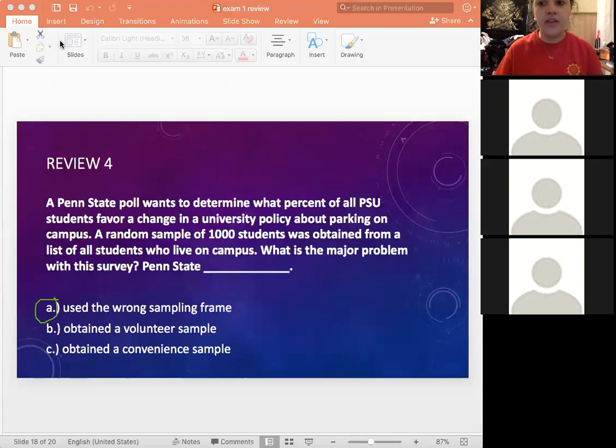And the population of interest was the percent of all Penn State students. So if you only check the ones who live on campus, you're forgetting about everyone else who doesn't live on campus. So that's why your answer is A, because you used the wrong sampling frame there, basically. It's not representative of your population. It's not a volunteer sample. It was random. And then C, it also is not a convenience sample because they didn't really mention that that's all they had access to or anything. So the answer is A.